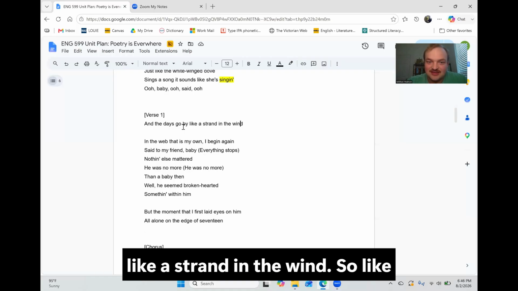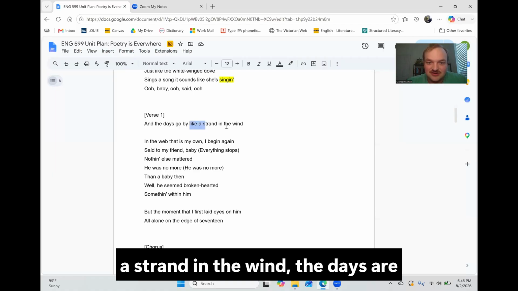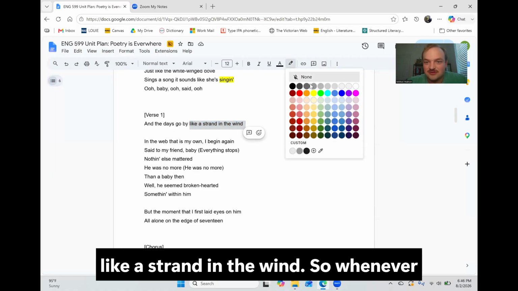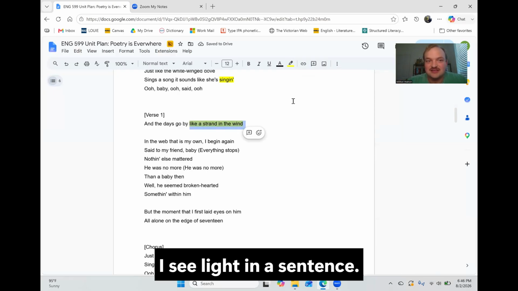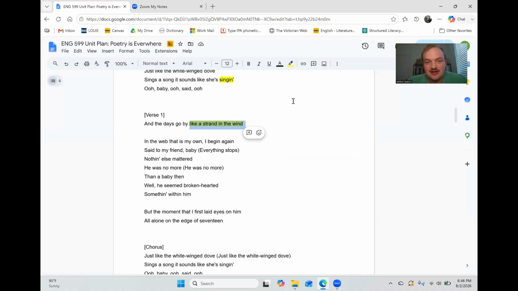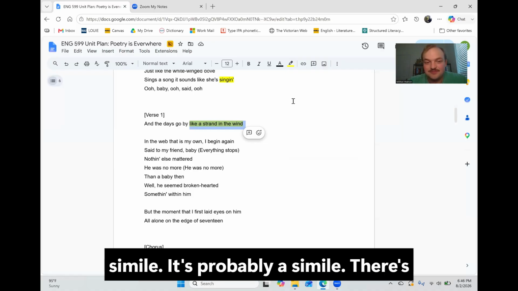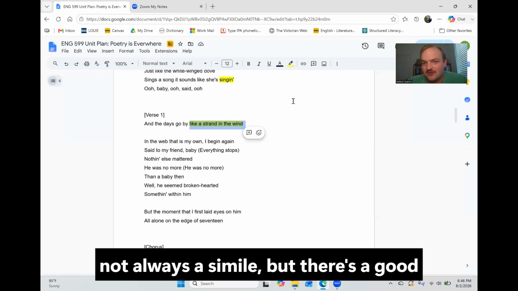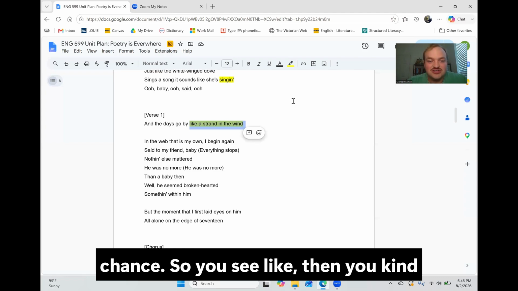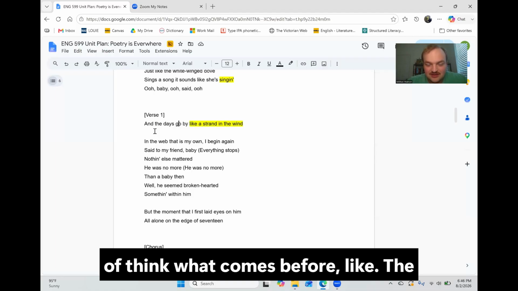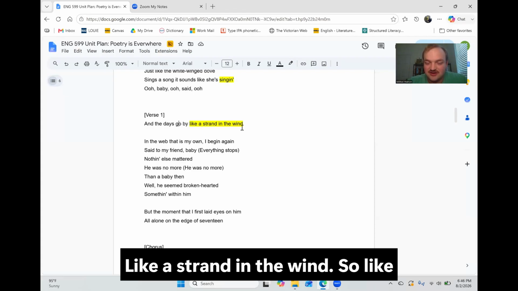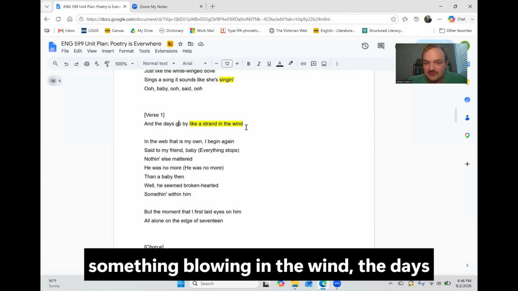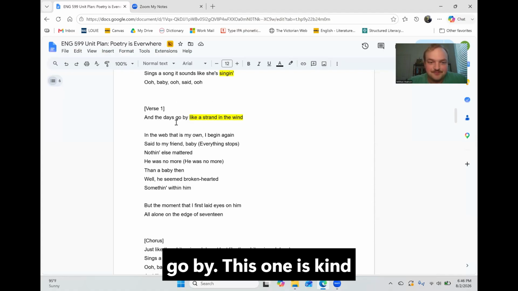"And the days go by like a strand in the wind." So, like a strand in the wind. The days are like a strand in the wind. Whenever I'm reading something and I see "like" in a sentence, I automatically think it's probably a simile. It's not always a simile, but there's a good chance. So you see "like," then you think, what comes before "like"? The days go by. So like something blowing in the wind, the days go by.